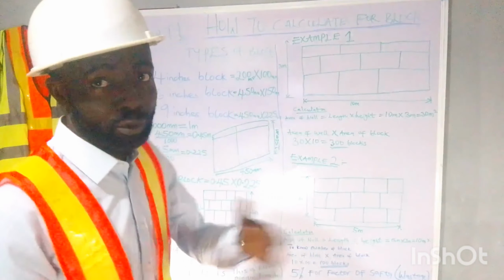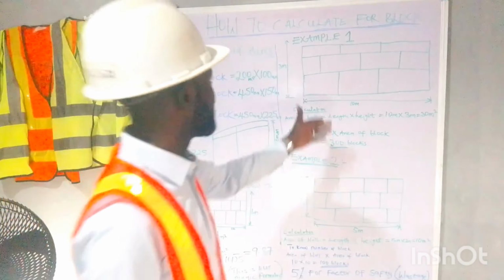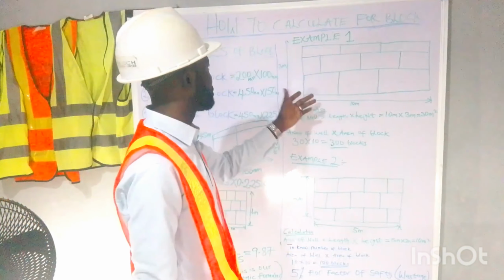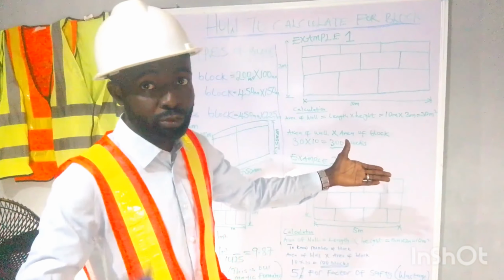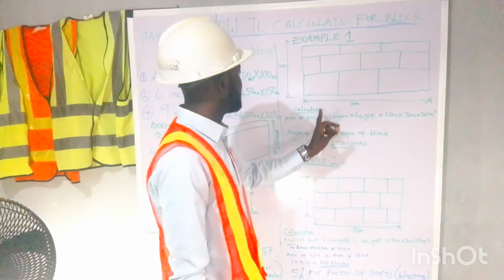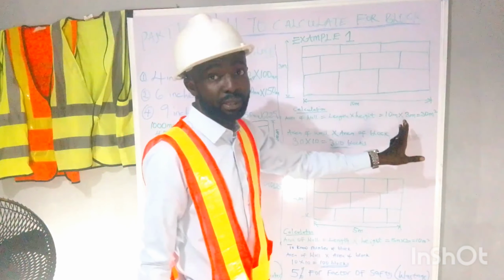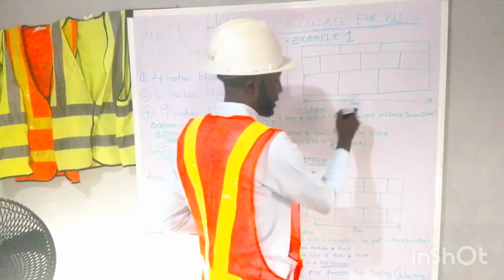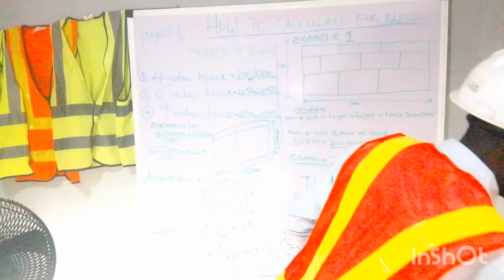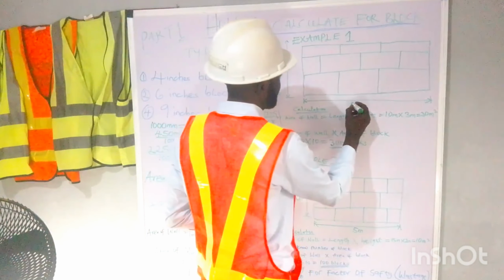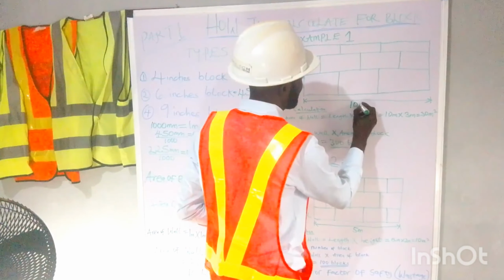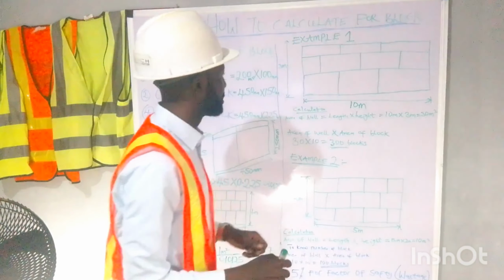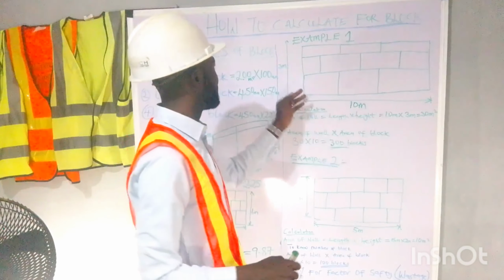So from there, let me give you an example. Now let's assume example 1. Let's assume we have an area where we want to do block setting, and the length is 10 meter, while the height is 3 meter.